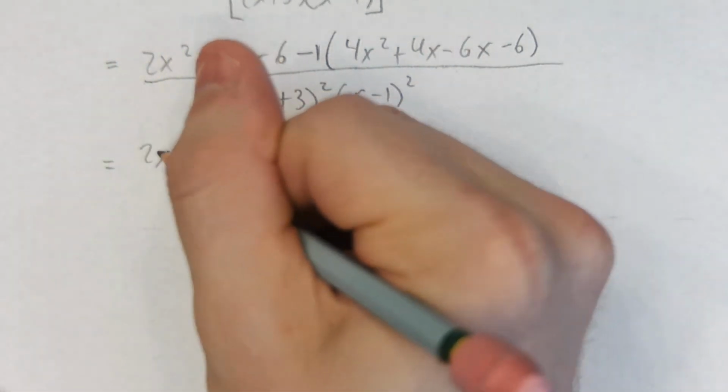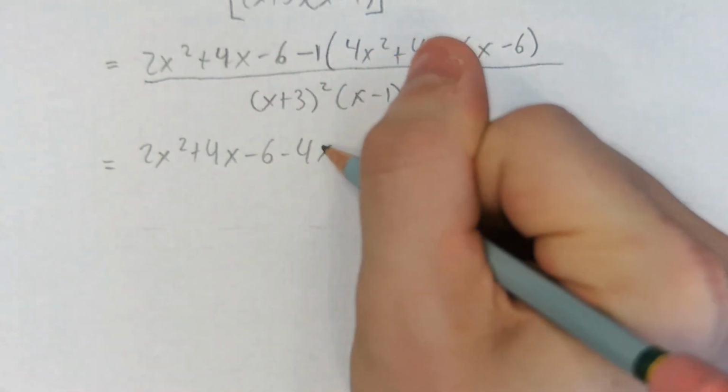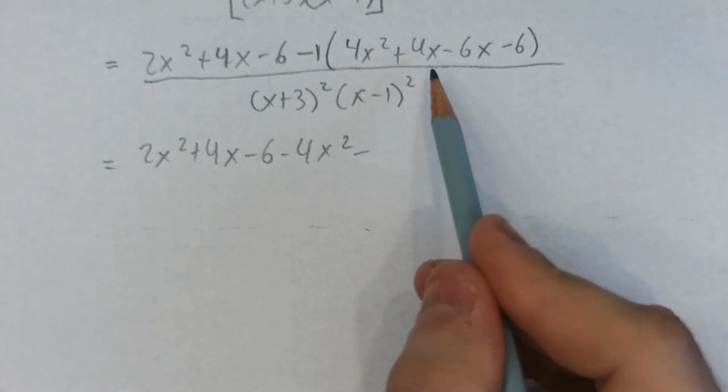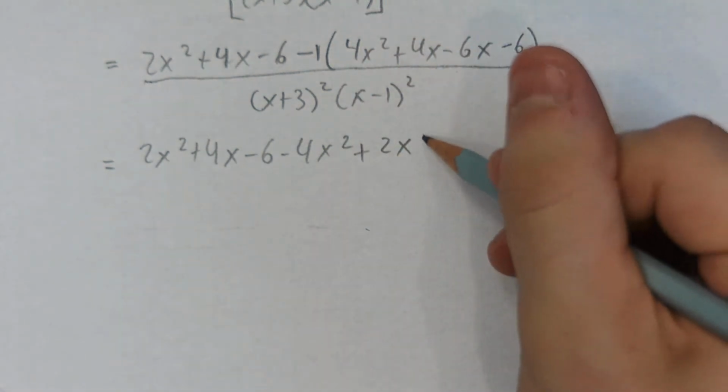Anyway, 2x squared plus 4x minus 6 minus 4x squared minus, this is negative 2x, so plus 2x plus 6.